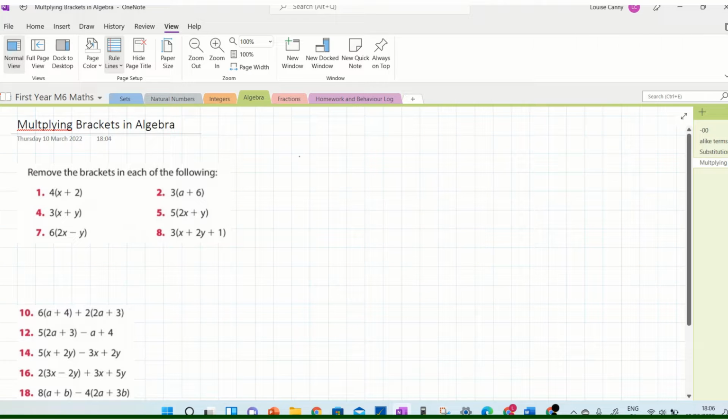Okay, so here we go with video number 3 in our algebra recap. This time we are going to look at multiplying brackets in algebra. We're just going to take a look at an example, and I would have done this with you in class as well, but we'll take a look at something like this.